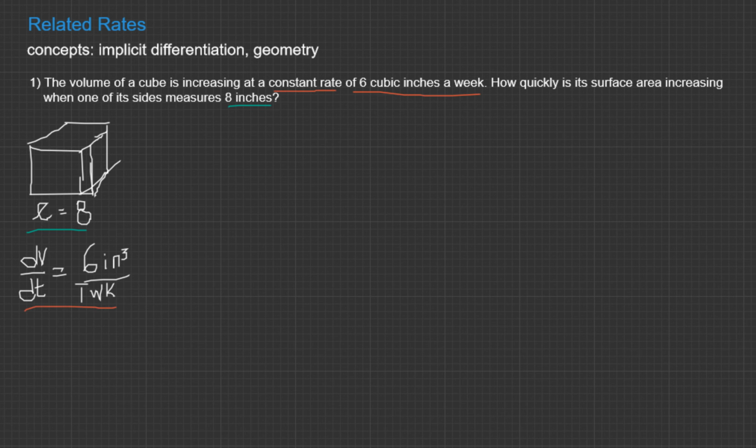And the final piece of information that we're given is what we need to solve for. So what we need to solve for is how quickly its surface area is increasing. And so that's going to be finding the derivative of the surface area with respect to time.